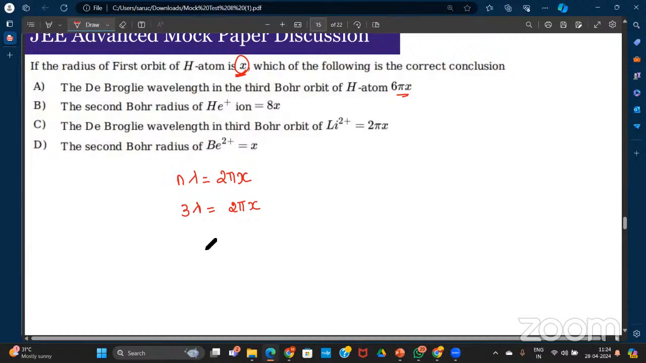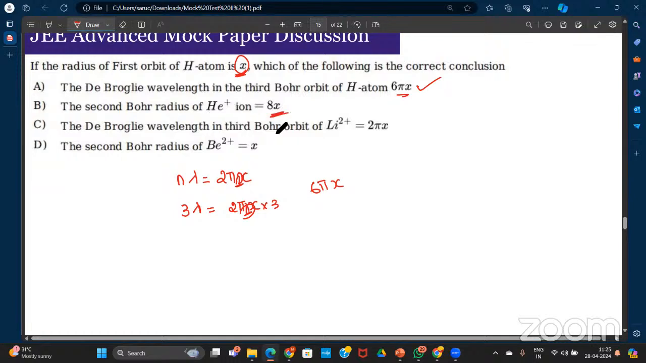Here they have asked what the de Broglie wavelength in the third Bohr orbit of the hydrogen atom will be. So multiply this by n, where n is 3. If I put the n value over here, it will be equal to 6 pi x. So this is right. Next: the second Bohr radius of helium ion is 8x.